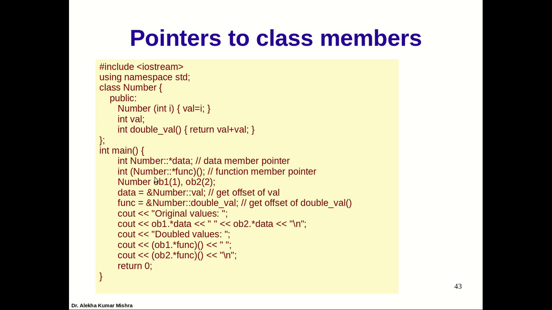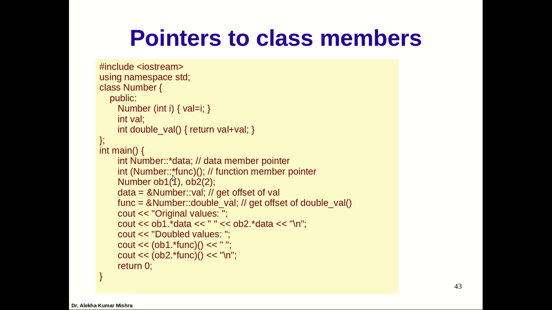Similarly, we may have member functions. We want to access the member function through a function pointer, a pointer to a function. We know how to declare a pointer to a function: within parentheses, star pointer name, then close the parenthesis, and we have an additional pair of parentheses. That is actually the definition of a pointer to a member function, a pointer to a function.